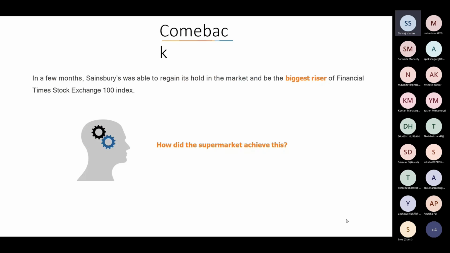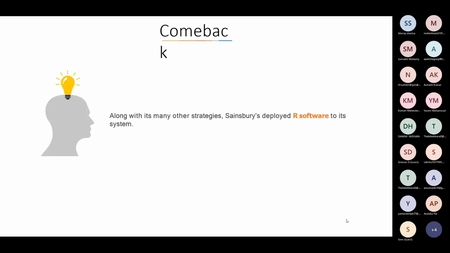Okay, what strategies did they implement so they got their hold back on the market? Let's see what they did. They implemented many business strategies in their supermarkets, big markets, along with deploying R software to its system. R software also helps to analyze things and give decisions on the basis of the analysis done in the database.